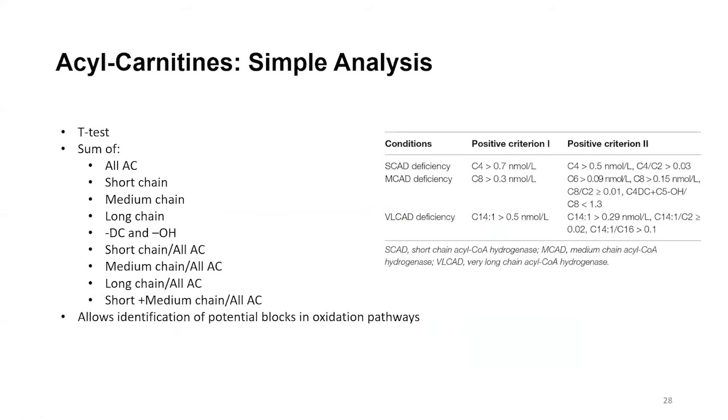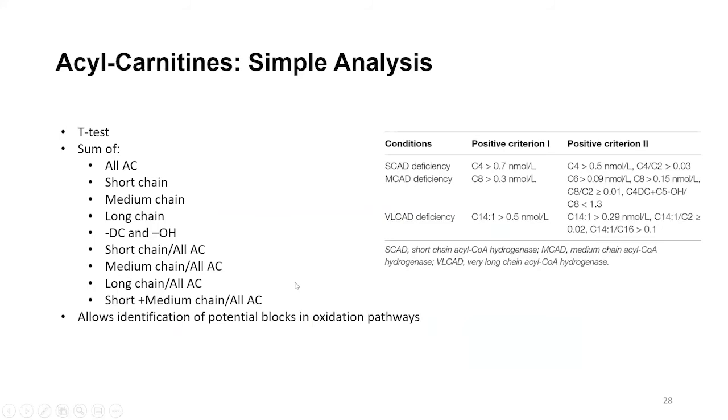And the rationale, again, is if you have blocks in various pathways, it might be more apparent if you look at the ratio of the long chain to the short chain. So if you have a block in the middle, what you should expect is everything longer than that particular enzyme's preference will be elevated, and everything shorter than that particular enzyme's preference will be lower. And this kind of simple thing helps you take a look and see if there are differences.